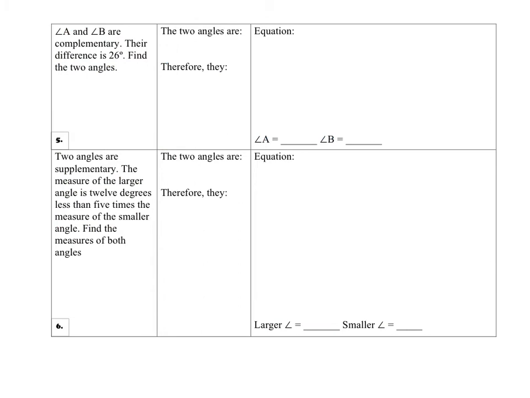Okay, in the next question, we don't have a diagram here, but it just tells us right here in the problem that angle A and B are complementary. Well, that's pretty easy, so we write that down here. These are complementary. And that tells us, therefore, they add up to 90 degrees, okay?